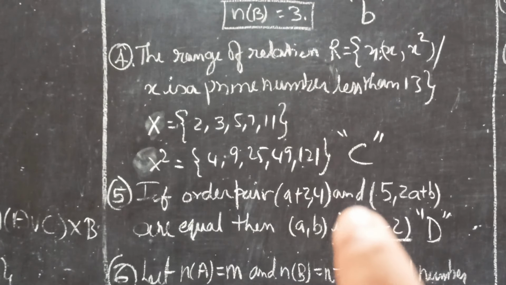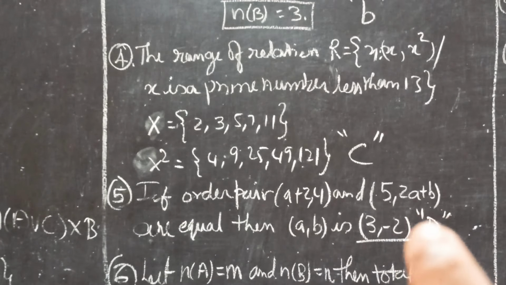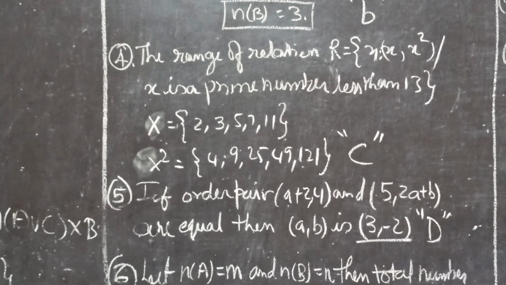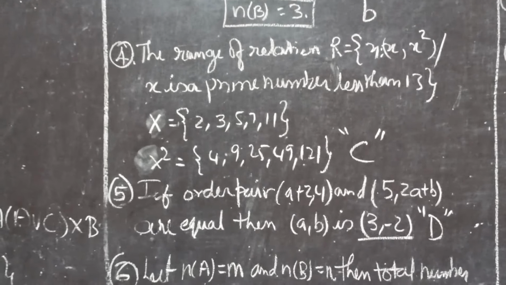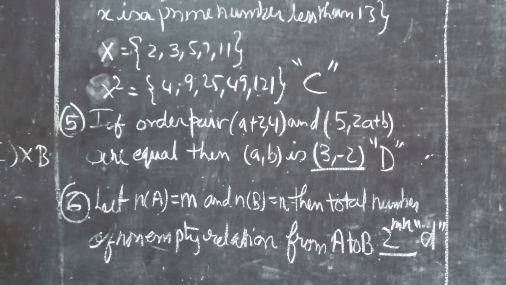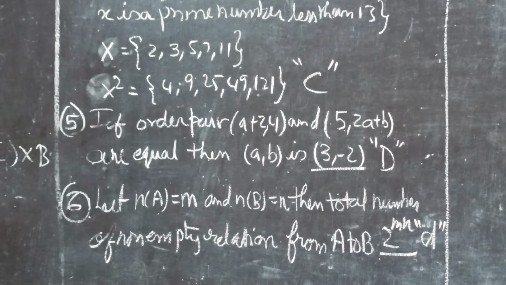If ordered pairs (a plus 2, 4) and (5, 2a plus b) are equal, then (a, b) is equal to (3, minus 2), so the option is D. Question number 6. Let n of A be equal to m and n of B be equal to n. Then the total number of non-empty relations from A to B is 2 power mn minus 1, and the option given is D.